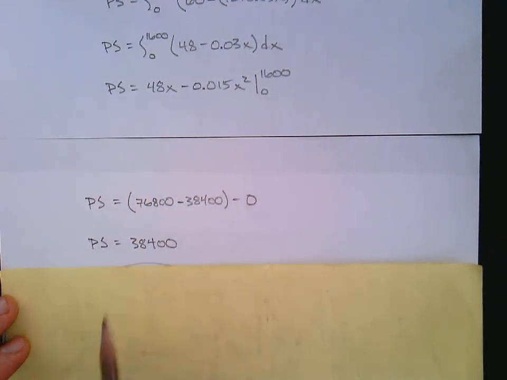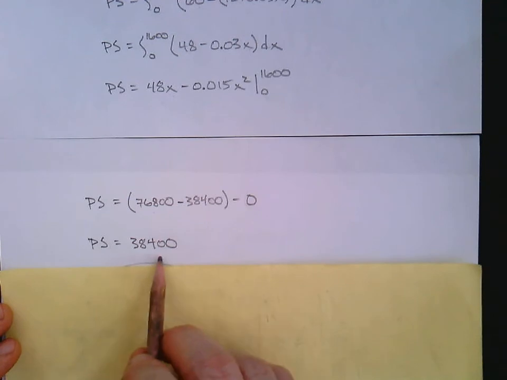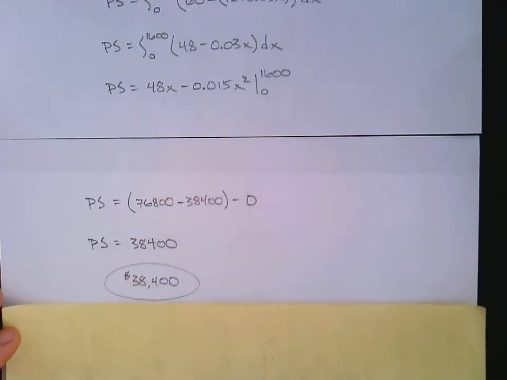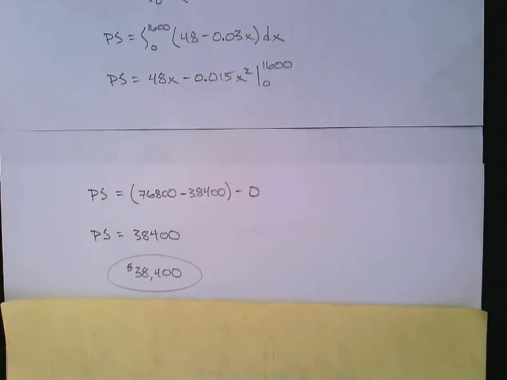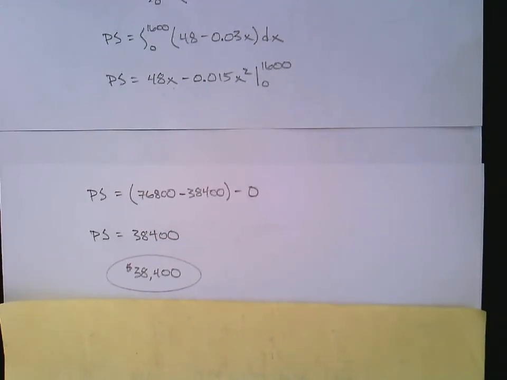So the producer's surplus in this case is $38,400, that people paid over what they were actually willing to charge.